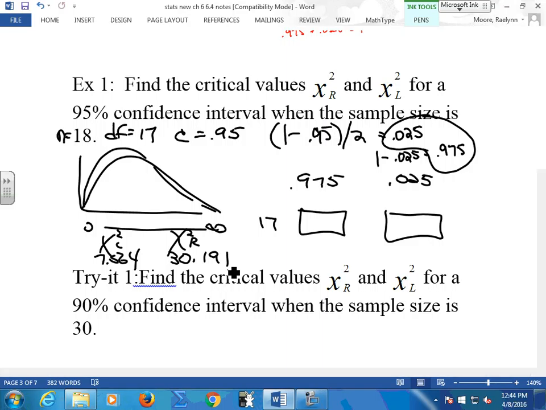Technically, it's got a reverse look. Technically, by doing this, we actually find the upper one. And then we subtract it and find the lower one. But I don't want you to worry about that. All I want you to do is the same thing we usually do for inverse norm. 1 minus the confidence level divided by 2.